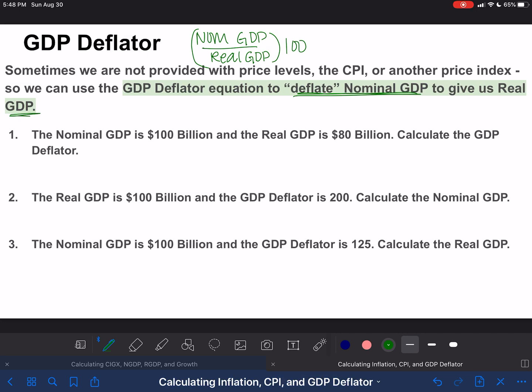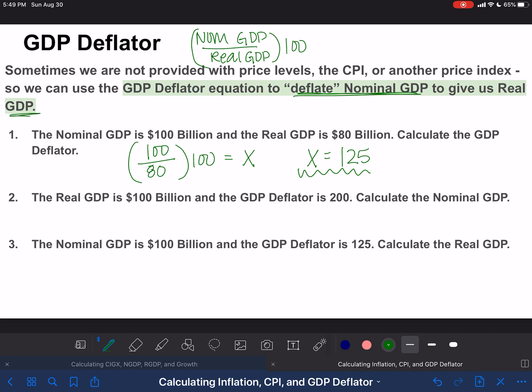So if we look at number 1, we need to calculate the GDP deflator. Our nominal GDP is 100 billion over the real GDP of 80 billion times 100 equals our GDP deflator. And now it's algebra. So now we just need to figure out what x is. So x will equal 125. If we do algebra, we'll see that our GDP deflator is 125. So go ahead and calculate 2 and 3, and then you can restart and check your answer.